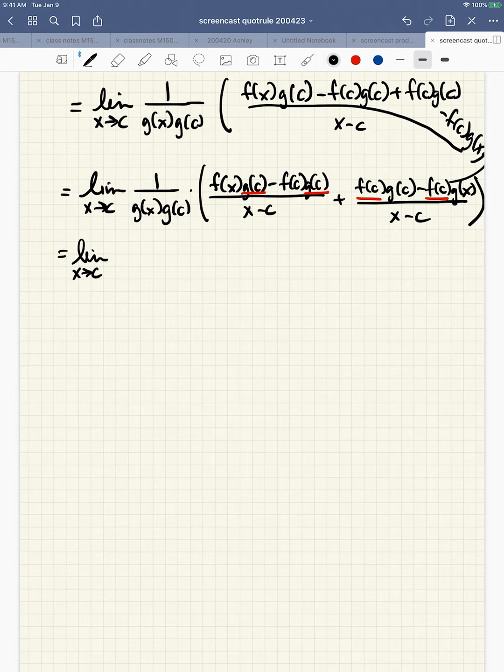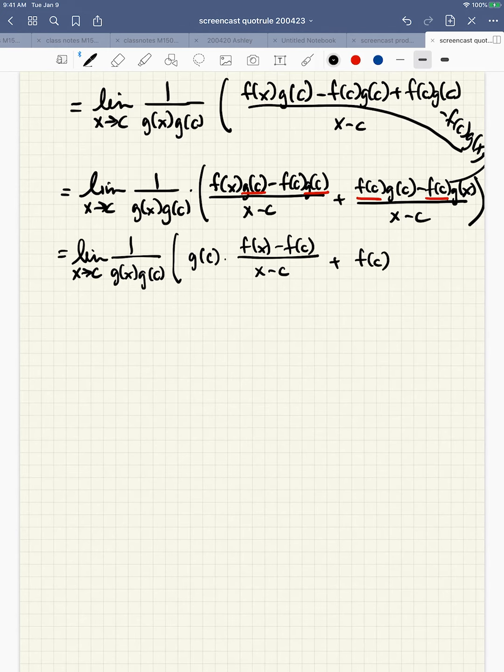The limit as x goes to c of 1 over g of x, g of c, times g of c times f of x minus f of c over x minus c. And then over here, I'll factor out this f of c. Okay. And now you can see this is the difference quotient we want to work with, and this is the difference quotient we want to work with. All right. So in the next step, I'm going to use some of our limit laws.